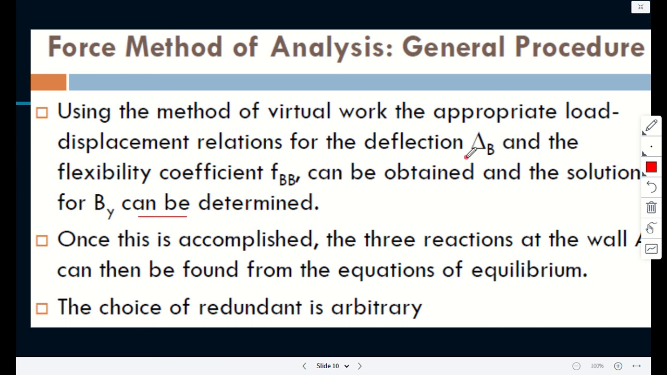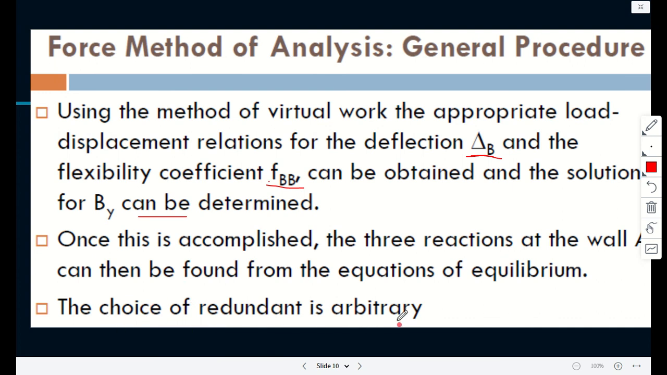So if you know the result from first principles, or you can use virtual work, or you can use conjugate beam as well to get the displacement, or indeed any other method. Then you solve delta B, and if you get FBB, of course, virtual work will help us get FBB and delta B very easily, as I will show you. So once this is accomplished, the three reactions at the wall can be found from the equation of equilibrium.